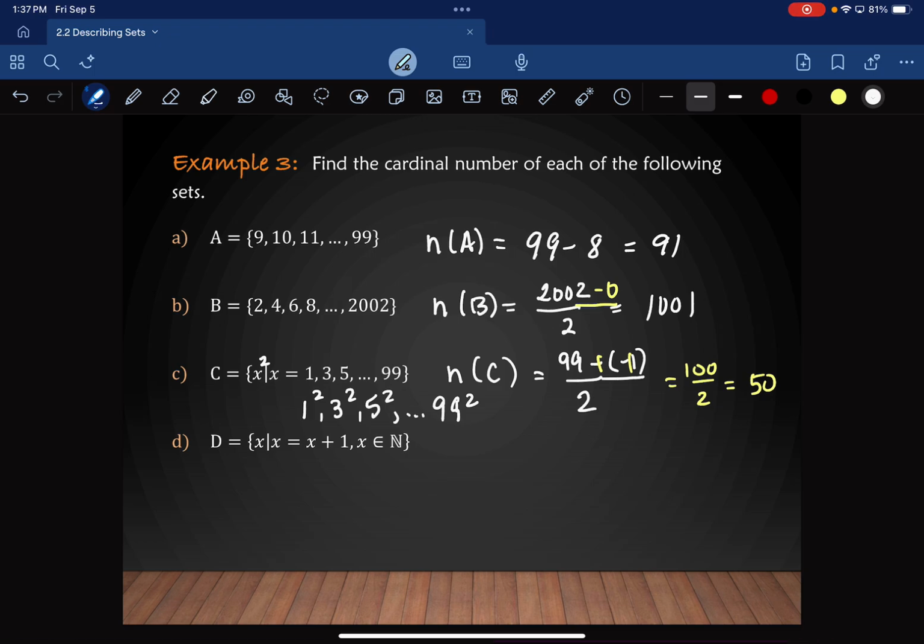Okay, one more example and we'll pause and we'll do group work. D. Number of items in D. This is the set of all x such that the values x solve this equation. x is equal to x plus 1. So what we're looking for is any number that will solve this equation, a value for x. What x value will solve this equation?